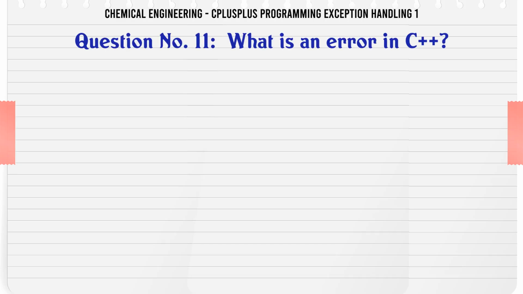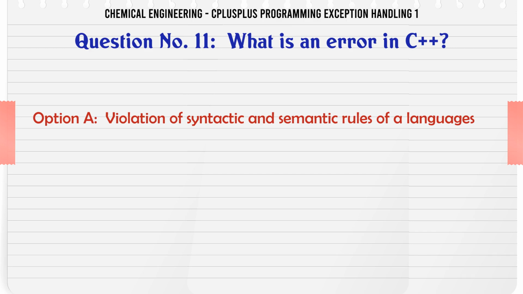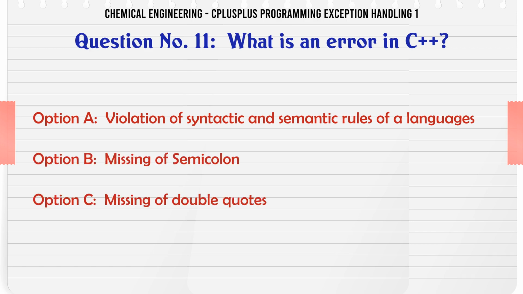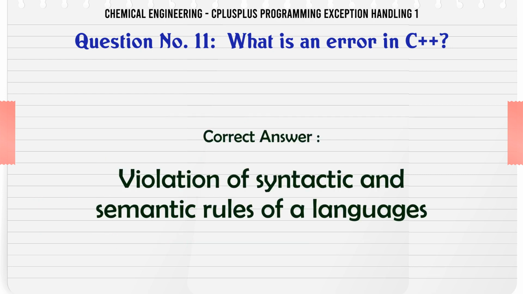What is an error in C? A. Violation of syntactic and semantic rules of a language. B. Missing of semicolon. C. Missing of double quotes. D. Violation of program interface. The correct answer is violation of syntactic and semantic rules of a language.